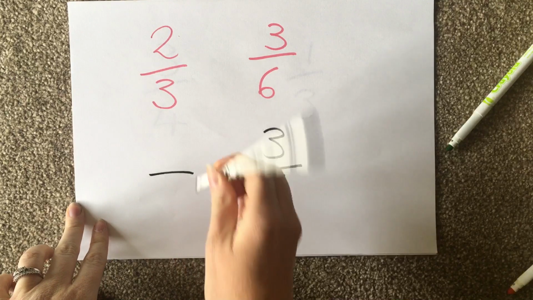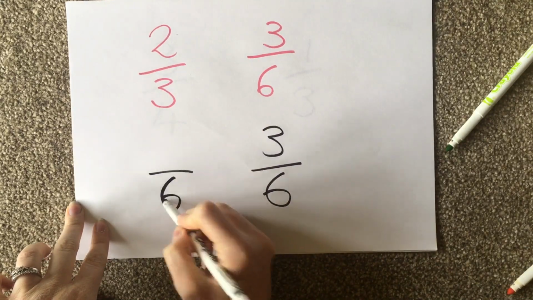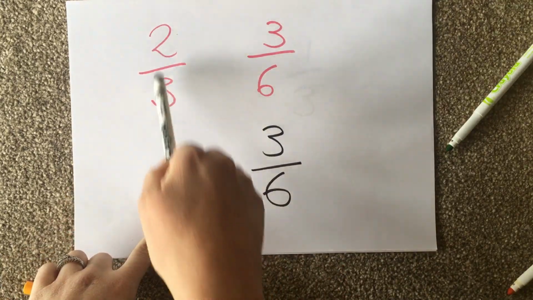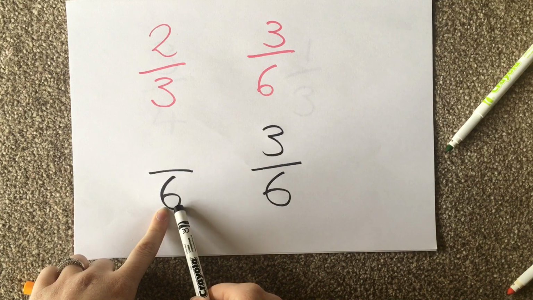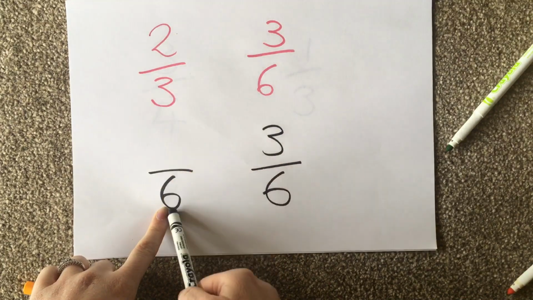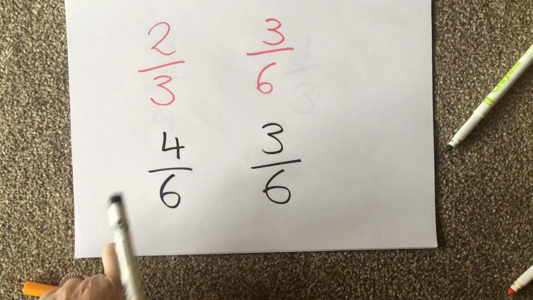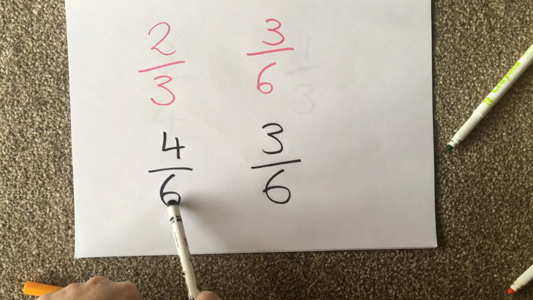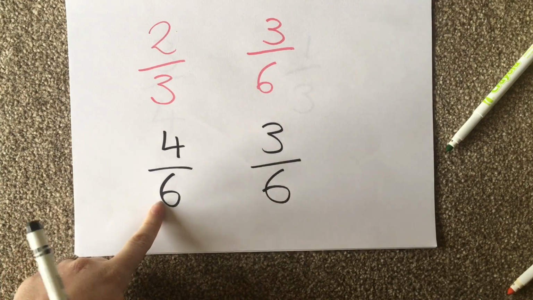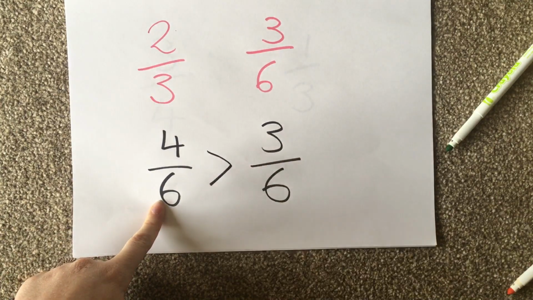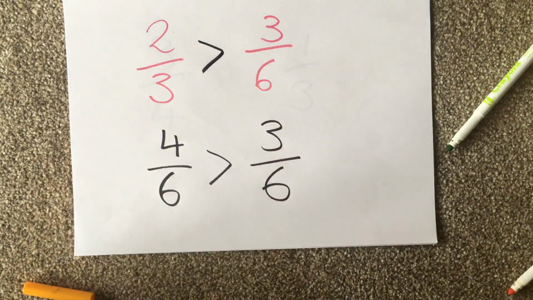But if I'm going to change my 2/3 to be 6ths, then I need to look at what that means. The 6 has been doubled from the 3, that's 3 doubled, so I need to do the same on the top, which means that my 2/3 has changed to 4/6. And I can see 4/6 is bigger than 3/6, which means that it works the same as at the top.